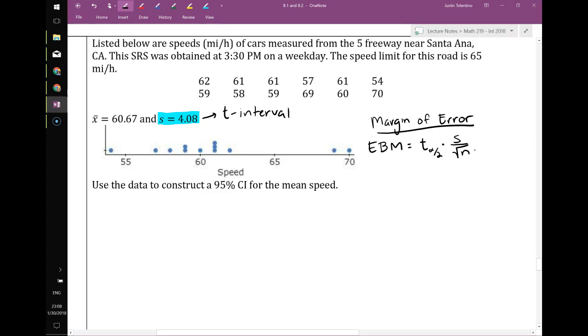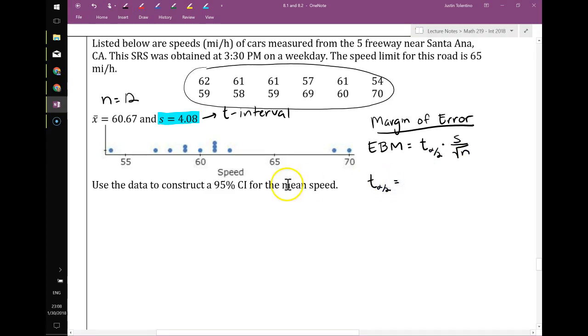We already have s. Let's figure out n in just a second right here. We have to do this just by counting. I can see that based on these data values, there are 12 of them. So our n is 12. So we have our s, we have our n. The only thing we're missing now is the t critical value.